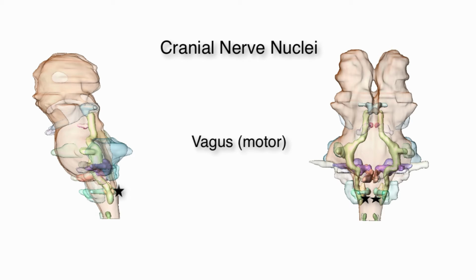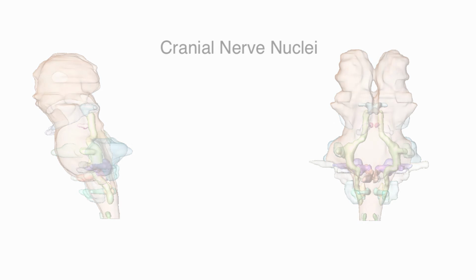Cranial nerve 10, the vagus nerve, is a multimodal nerve with many functions throughout the body. Cranial nerve 11, the spinal accessory nerve, provides motor innervation to muscles in the neck. Cranial nerve 12, the hypoglossal nerve, provides motor innervation to muscles of the tongue.